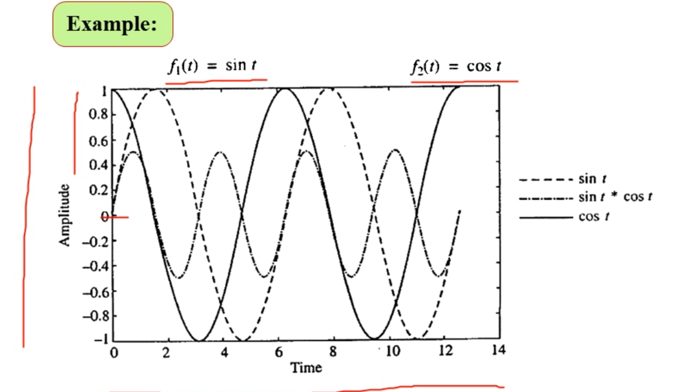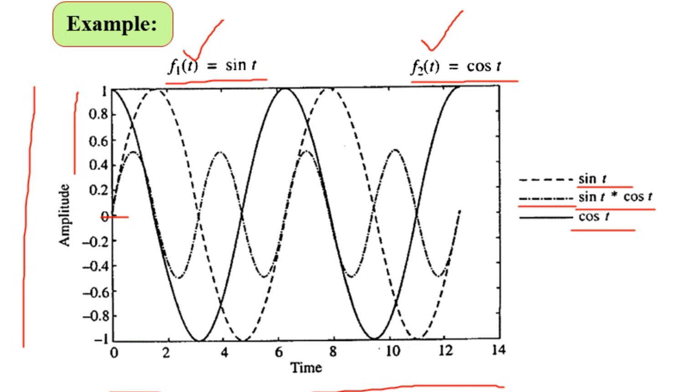So the solid line is showing us the cosine t function, which is basically our second function f2 of t, whereas the dashed line is the sine t function, which is the representation of the first function, and the multiplication of the two, that is sine t times cosine t, is represented with this kind of dash-dot line here.